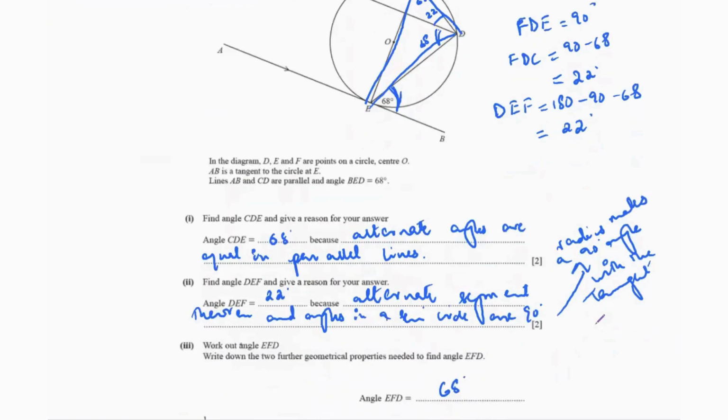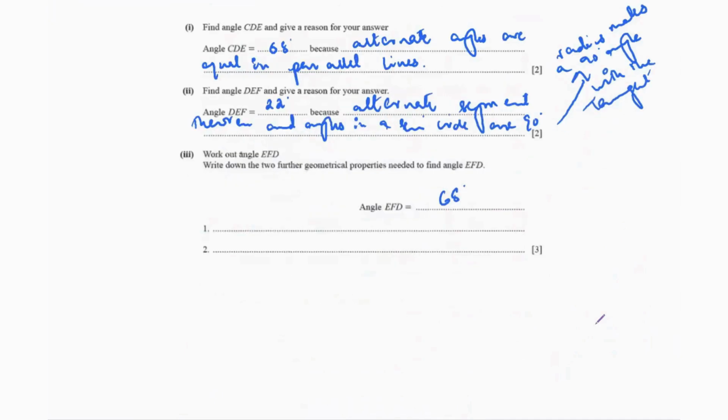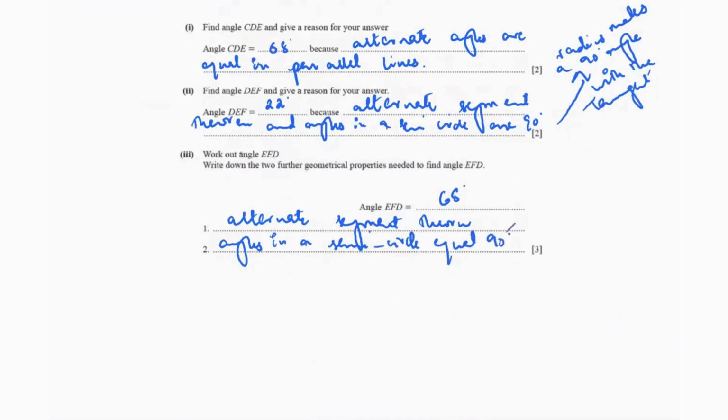So for EFD, alternate segment theorem, and angles in a semicircle are 90 degrees. You can write these over here as well. That's your answer.